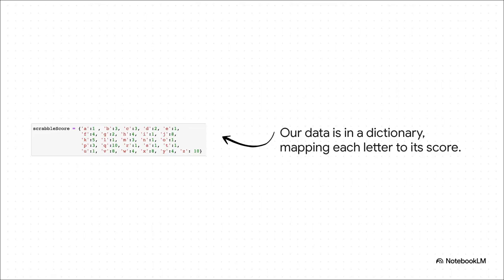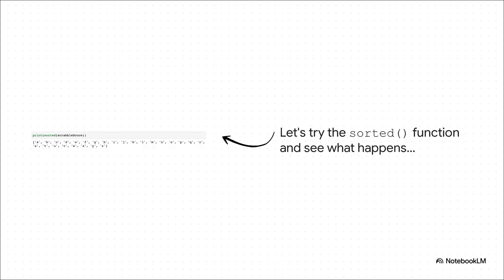All right, here's our data. It's all neatly tucked away in a Python dictionary we're calling Scrabble Score. It's pretty straightforward. The letters of the alphabet are our keys, and their point values are, well, the values. A is worth 1, B is 3, all the way up to Z, which gets you a cool 10 points. Okay, so what's the first thing you might try?